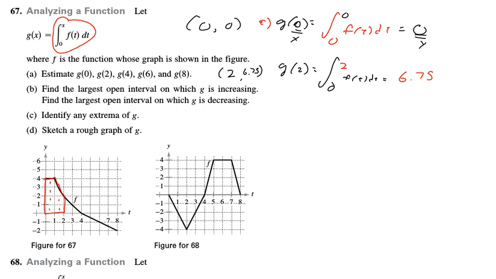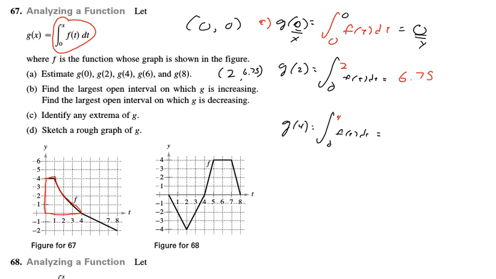So let's look at g of 4, the integral from 0 to 4 of f of t dt. So now we want the integral from 0 to 4. From 0 to 4, we're going to look at from here to here, all of this area in there. So we count the squares. There's really no, we could do a Riemann sum, but we don't really have the values. Let's just count the squares.